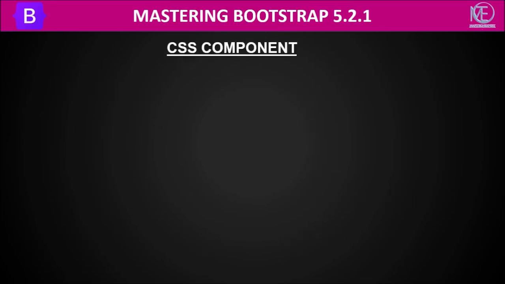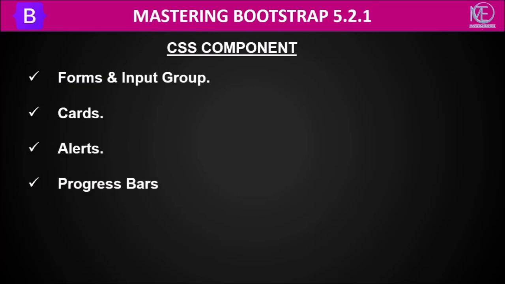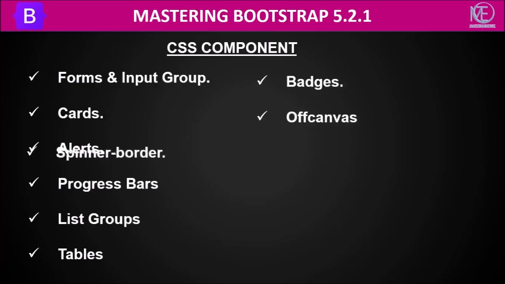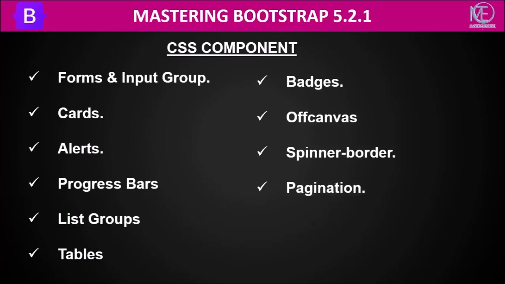There are also CSS components which we will deal with as we move along in this course. The first component is the form and input group, the cards, alerts, progress bar, list group, tables, badges, off canvas, spinner border, pagination, navbar and menus, and placeholder.